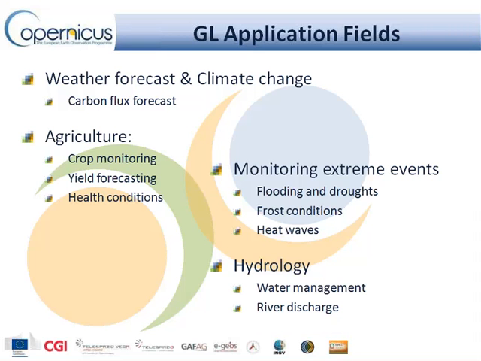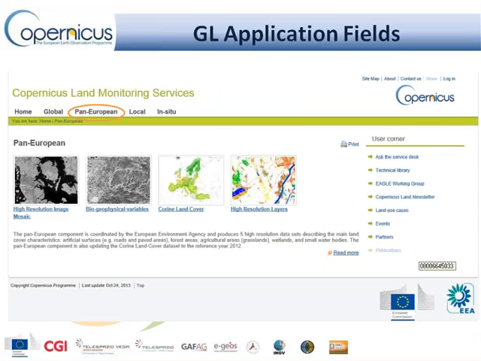The global land applications fields are usually for weather forecasts and climate change. They give carbon flux forecasts. They can be used for agriculture, for crop monitoring, yield forecasting, and for health conditions of the crops. They can be used for the monitoring of extreme events, for flooding and droughts, for frost conditions, heat waves, and for hydrology, for water management and river discharge.